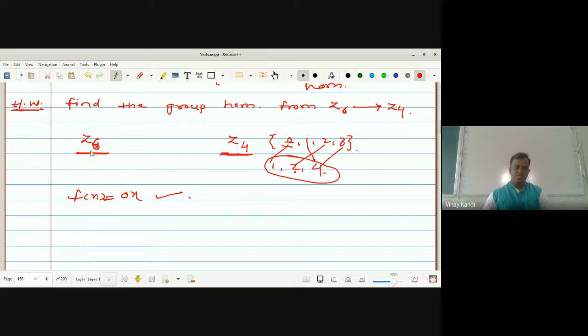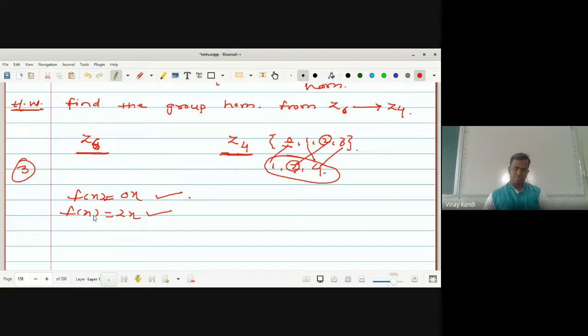Okay, is there an element of order 2 in Z6? There exists an element in Z6 such that the order of that element is 2. Yes, 3. 3 plus 3 is 6, and 6 is equal to 0. That is, the order of 3 is 2. Hence there is an element of order 2 in Z6, so f of x is equal to 3x, which is again a homomorphism.